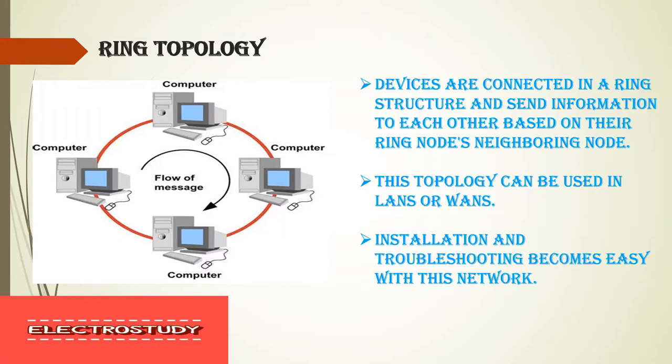Even if one node fails to send the data, the complete network fails. If this node doesn't work, the destination node is this, and the flow of the message is along this path, then the data does not pass through the failed node. It stops here, so the complete network is said to be a failure. This ring topology can be used mainly in LANs and WANs, where installing and troubleshooting is easy if any error occurs. Now we have to see how ring topology is formed.